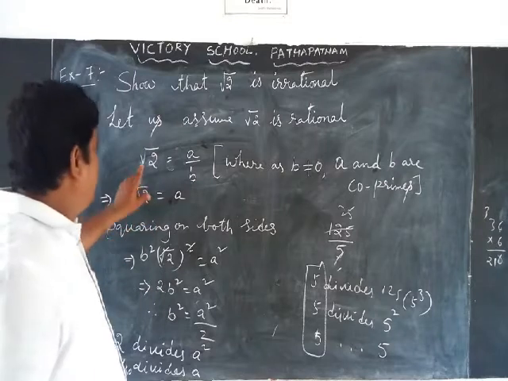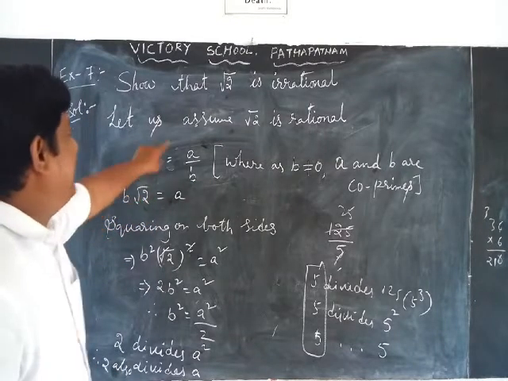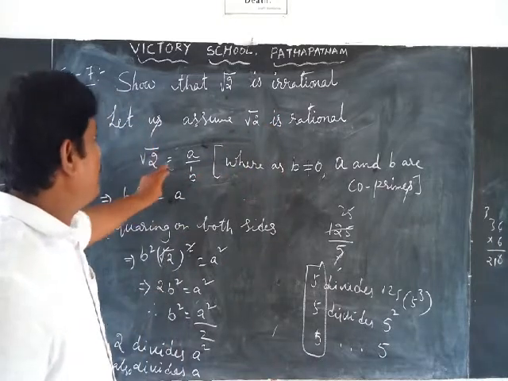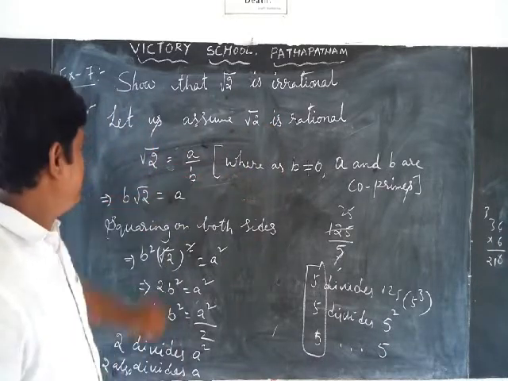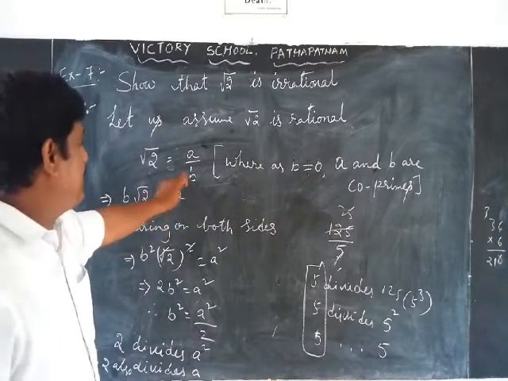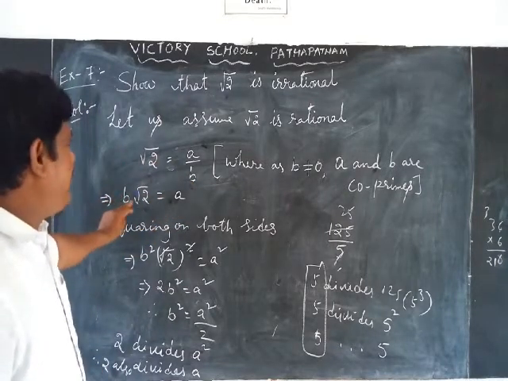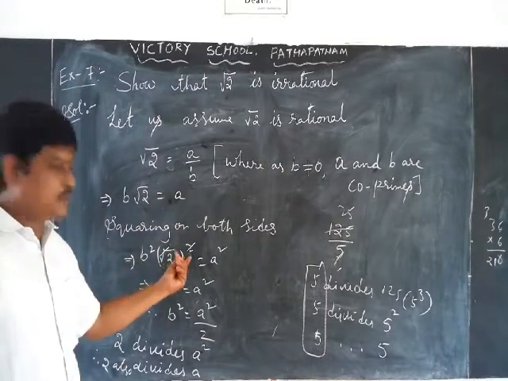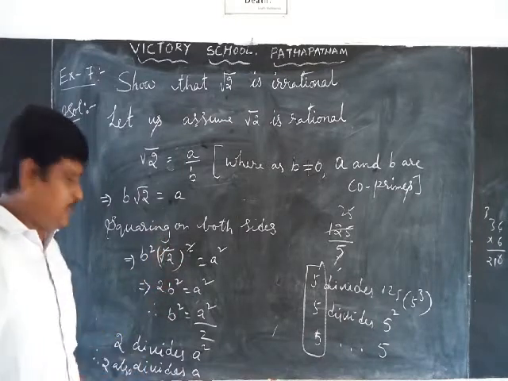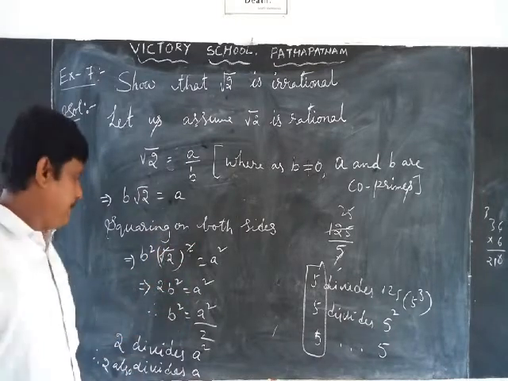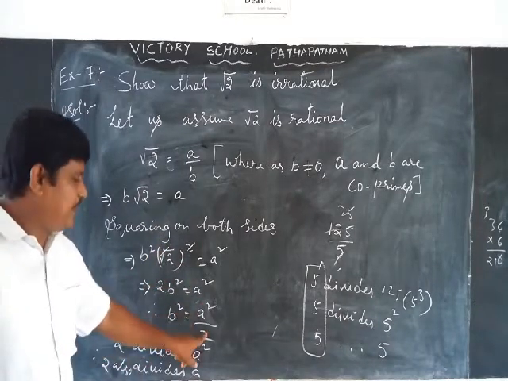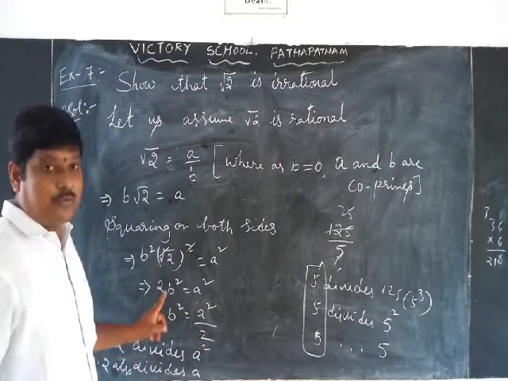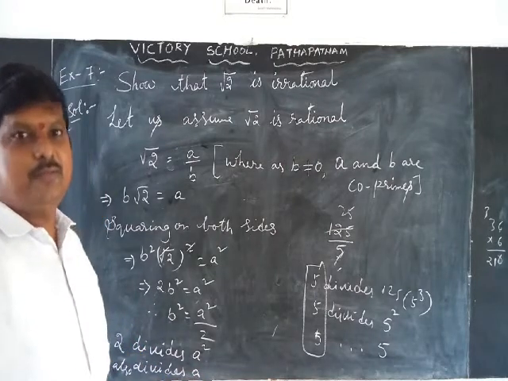Once again, let me say, assume root 2 is a rational number. Root 2 equals a by b. This b is divided, so it goes to the left-hand side and is multiplied. B into root 2 equals a. Squaring both sides, b square into root 2 whole square equals a square. Square and root cancel. 2b square equals a square. B square equals a square by 2. This 2 divides a square. At the same time 2 also divides a. Understood?